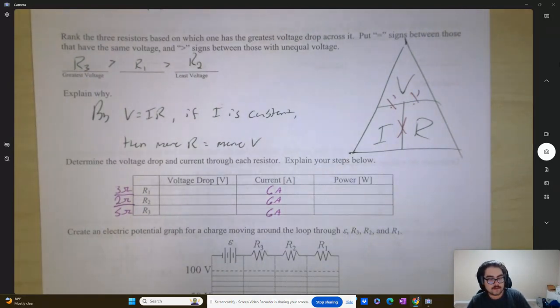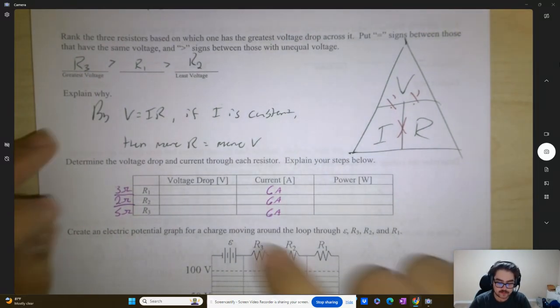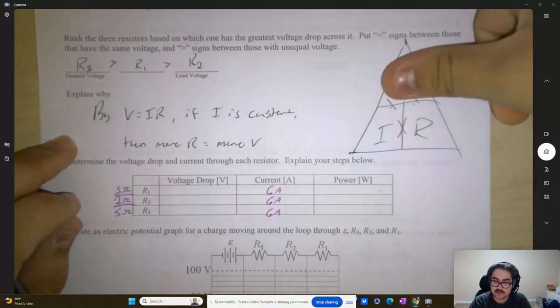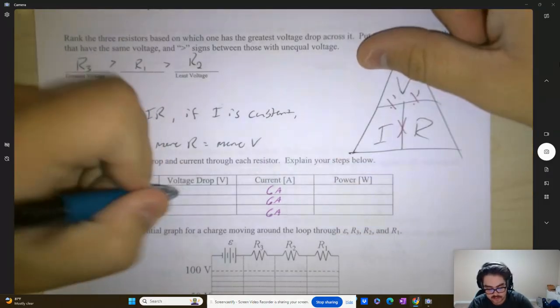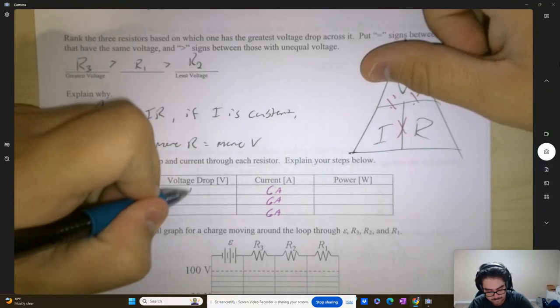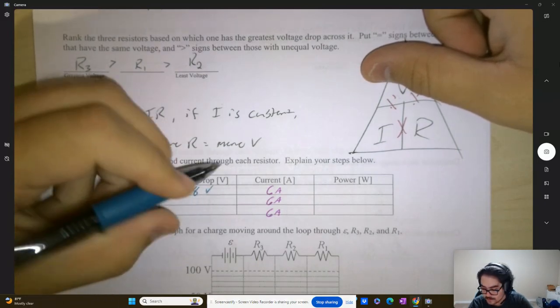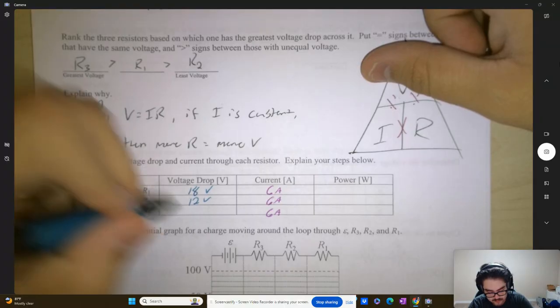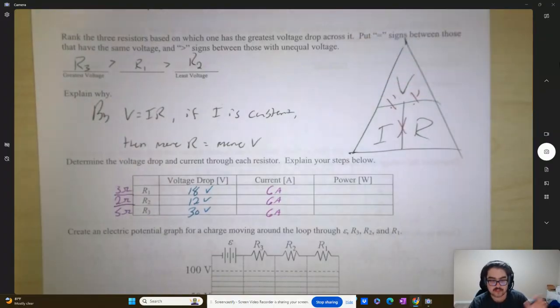Okay. Now, what we're going to do is figure out the voltage drop. Calling upon the pyramid of knowledge, cover up the V. It's just I times R. 6 times 3 is 18 volts. 6 times 2 is 12 volts. And 6 times 5 is 30 volts. That's all you have to do for that.